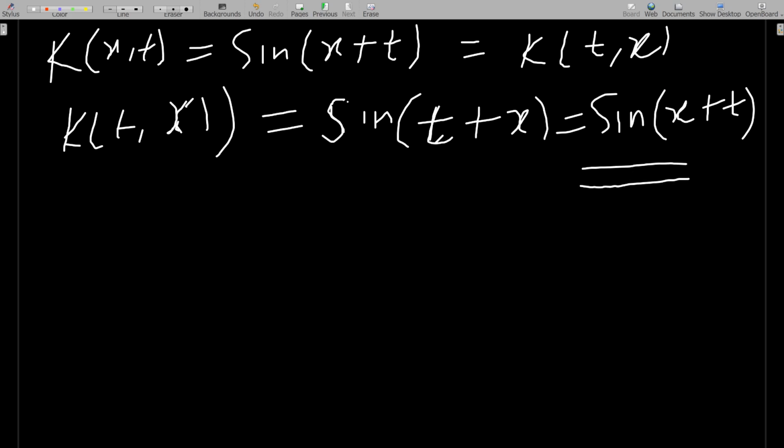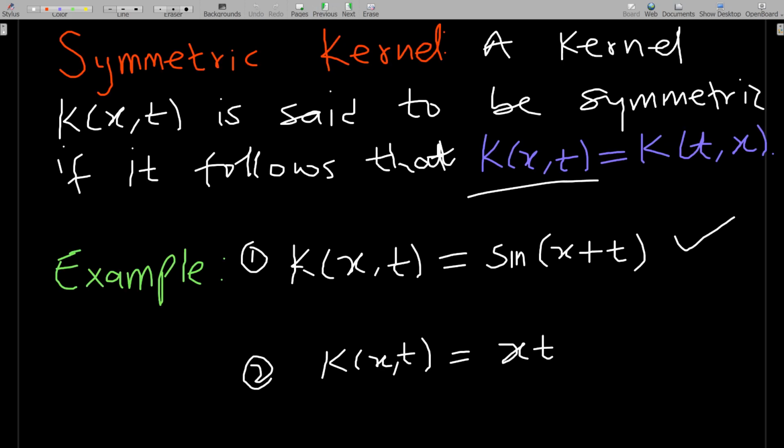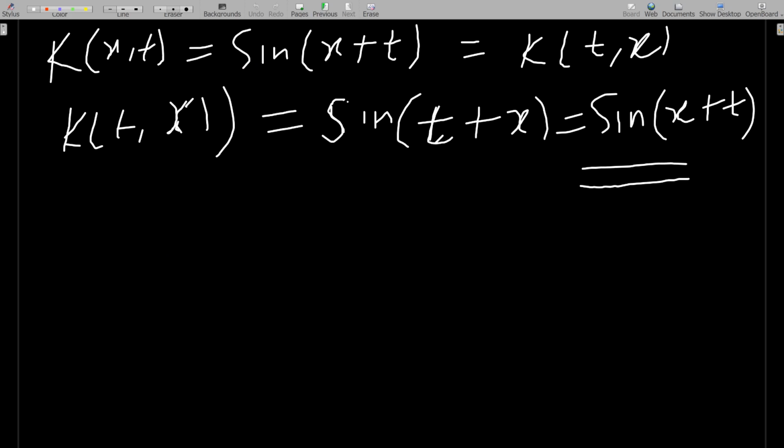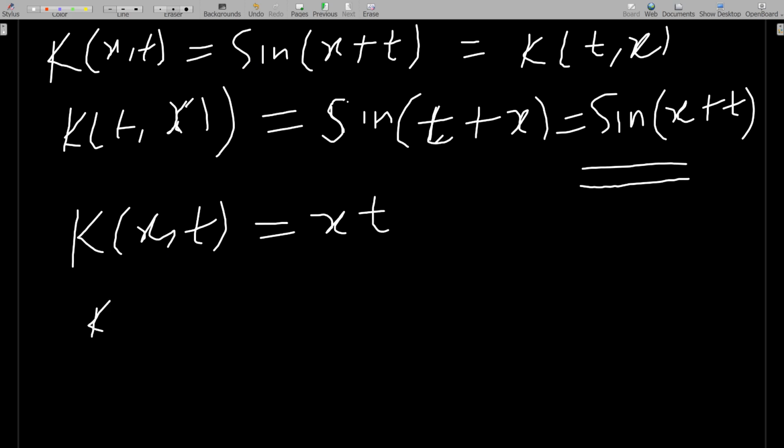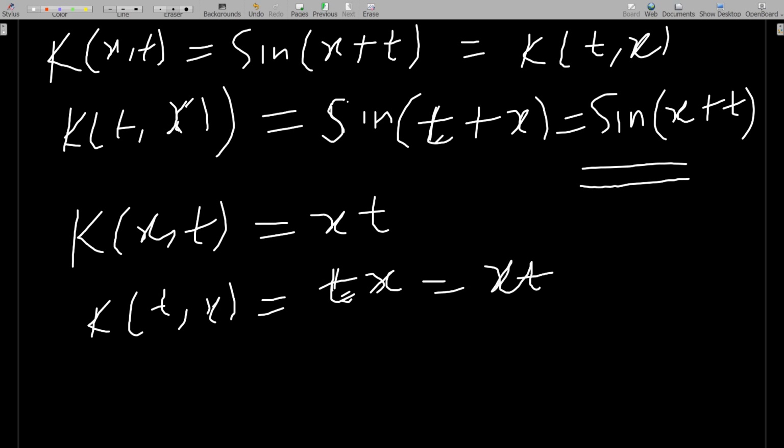Okay, now let's look at the other one. The other kernel was k(x,t) equals xt, and this is very simple, just a self-explanatory example. If I find k(t,x), it is the same as tx, and this is the same as xt, which means k(t,x) is the same as k(x,t), making it a symmetric kernel.